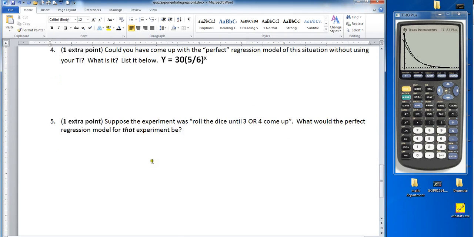The next extra point is, suppose the experiment was roll the dice until a 3 or 4 comes up. What would be the perfect regression model? Well, 3 or 4 means you're losing 1/3 of the results. So the equation would look very similar, except this should be 2/3, because you're losing 2/6 or 1/3 each time, which means you're leaving 4/6 behind.